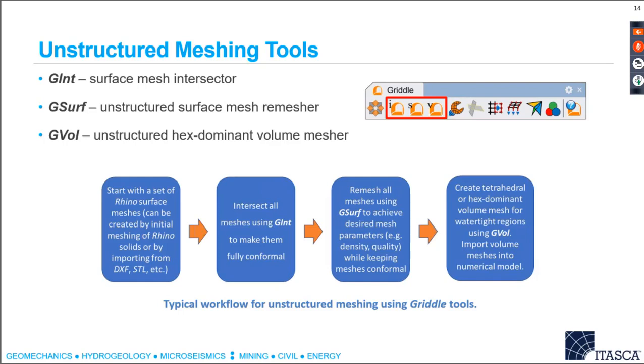Then, when meshes are made conformal, they can be remeshed to achieve desired mesh parameters such as density, element quality, and so on. And finally, when we have proper, watertight surface meshes, we can create volume mesh, either tetrahedral or hex dominant, using GVol, and that volume mesh would be unstructured.